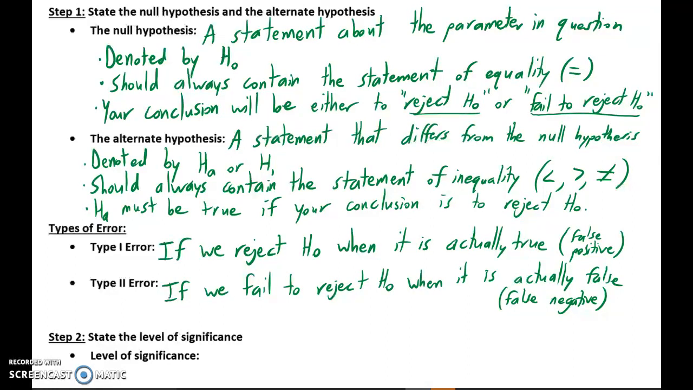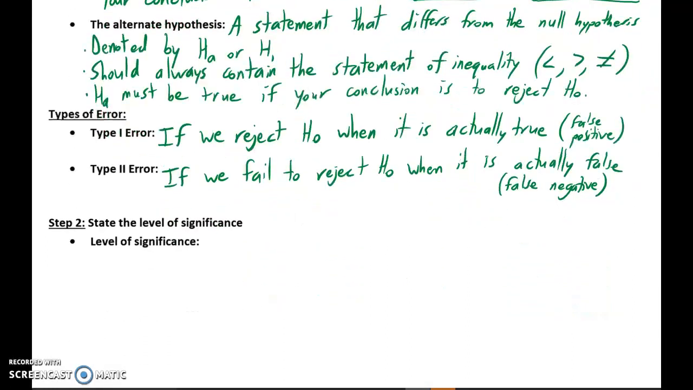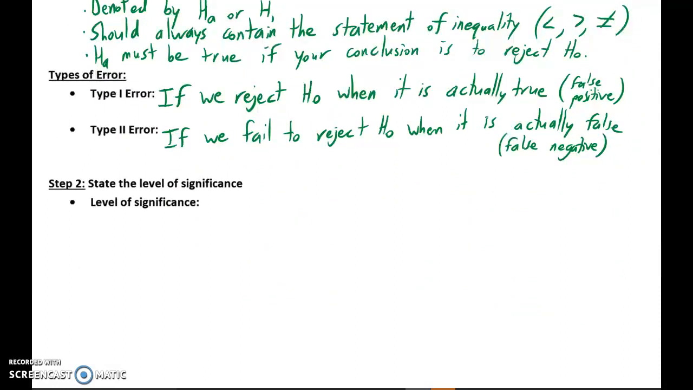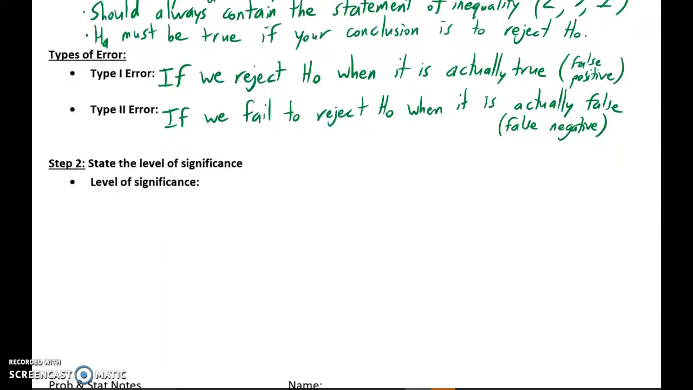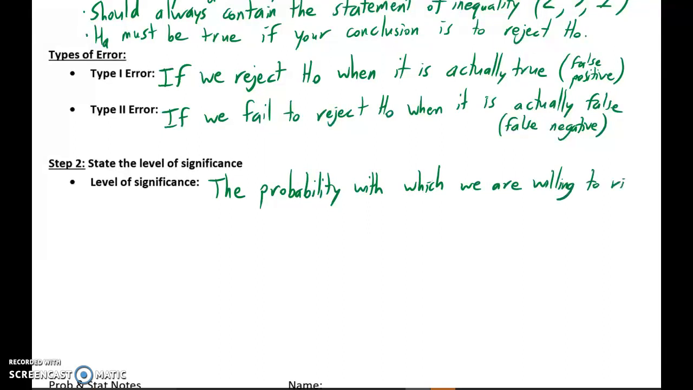Okay? So type 1 and type 2 errors. All right? And again, you can use these notes, so you don't have to worry too much about memorizing all of this. That's all step 1. So step 2 is state the level of significance. The level of significance is actually a probability with which we are willing to risk a type 1 error.